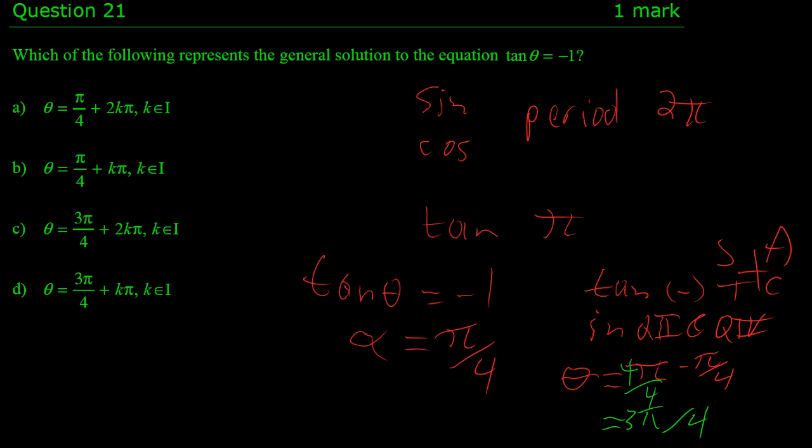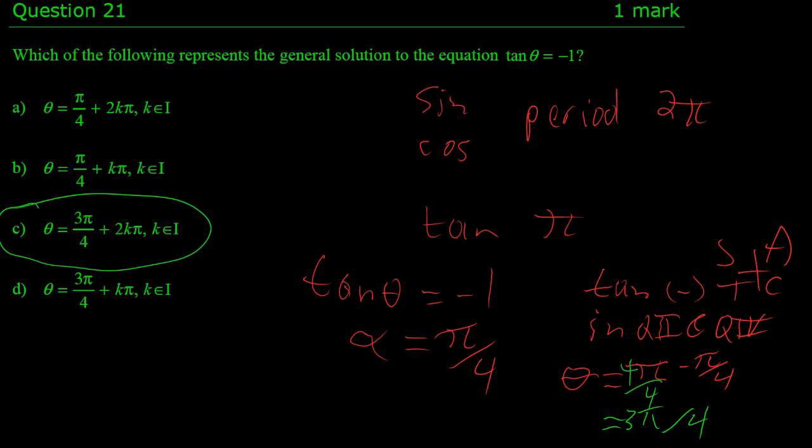Now, the other solution, if you're considering the unit circle from 0 to 2 pi, is 2 pi minus the reference angle. But because quadrant 2 and quadrant 4 are exactly pi units apart, you could also get the general solution by just adding pi, right? So we don't need to include that. So definitely, question 21, C is the correct answer.